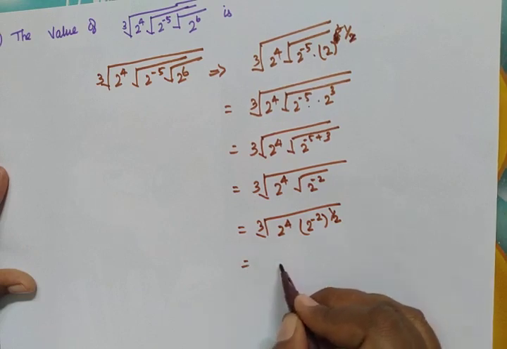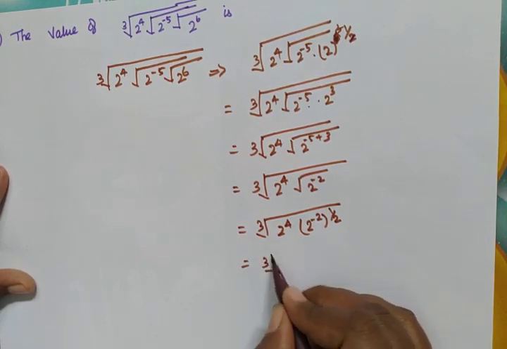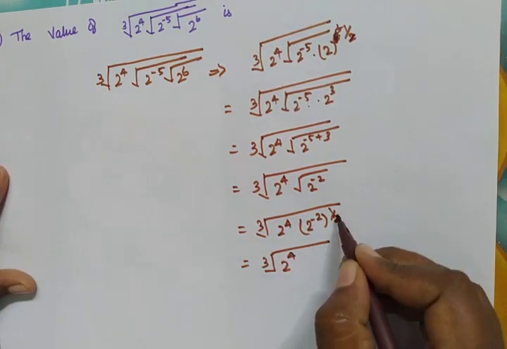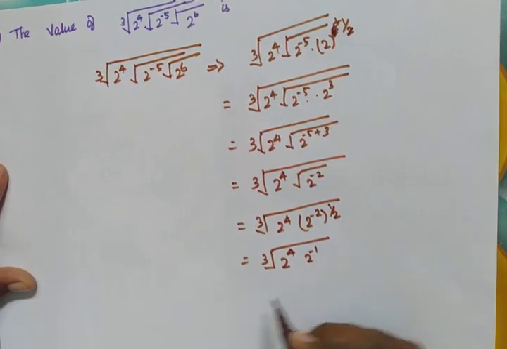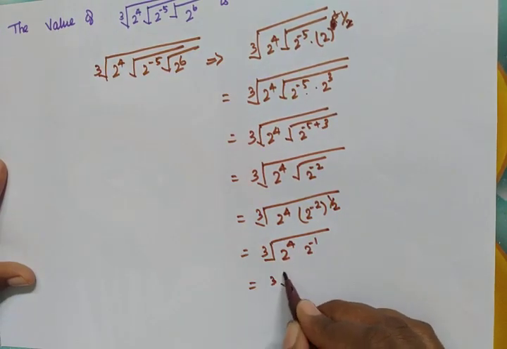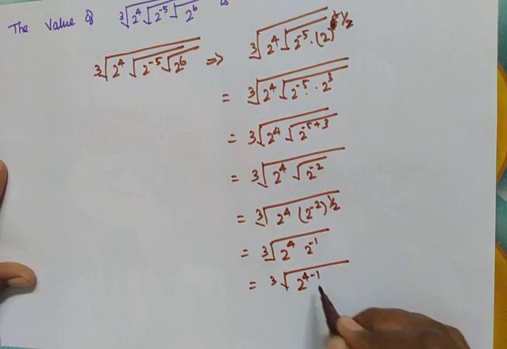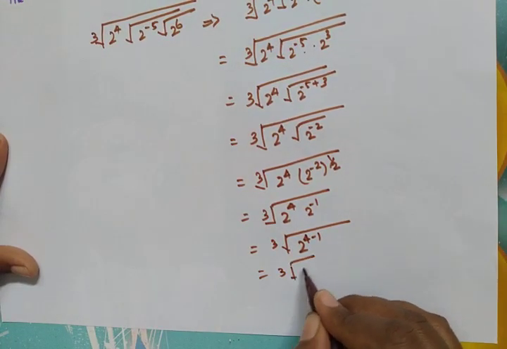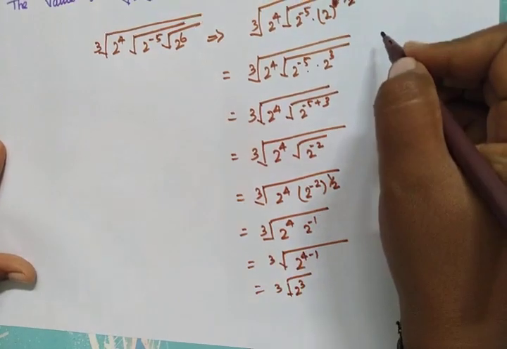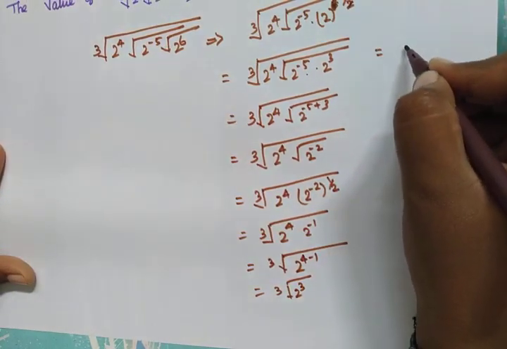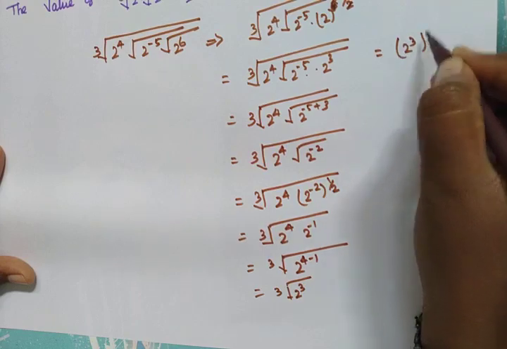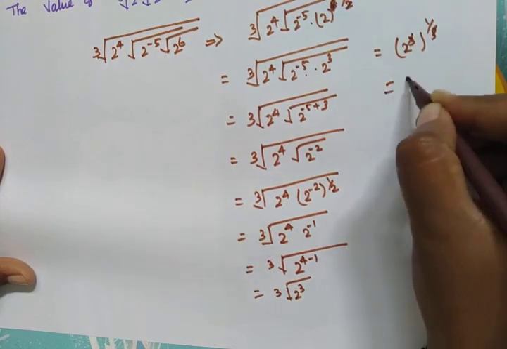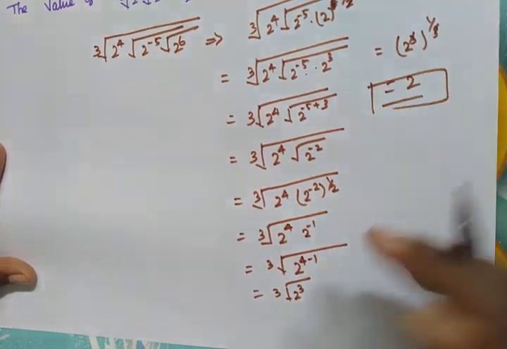So this is equal to cube root of 2 power 4, and this cancels, so that here we have 2 power minus 1. So this is equal to cube root of 2 power 4 minus 1, which is equal to cube root of 2 power 3. Now we can write this as 2 power 3 the whole power 1 by 3. Therefore it is equal to 2. So this is the answer for this problem.